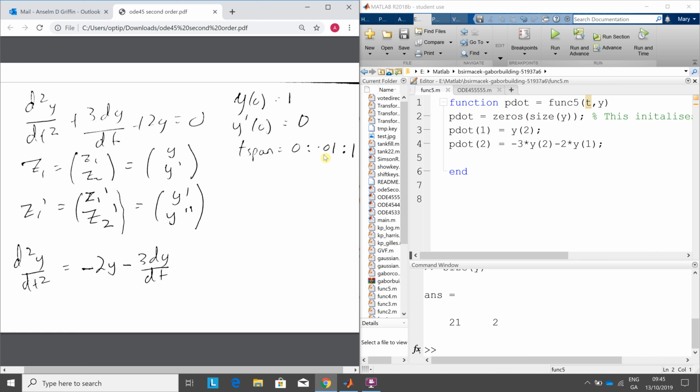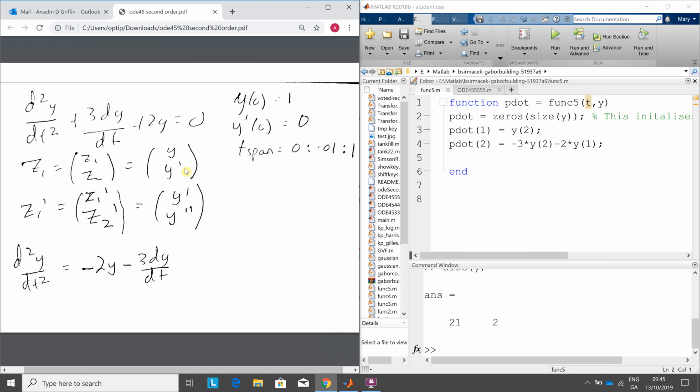So, a slightly different method from before. We're going to set up a column vector, Z1, Z2. You could call it whatever you want; on the right hand side I'm going to call it p dot, but it doesn't matter. So Z is Z1 and Z2, where Z1 is y and Z2 is y prime, the y derivative. If we differentiate this column vector, we get Z1 prime, and differentiating Z2, we get Z2 prime.